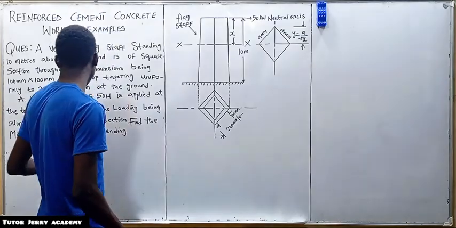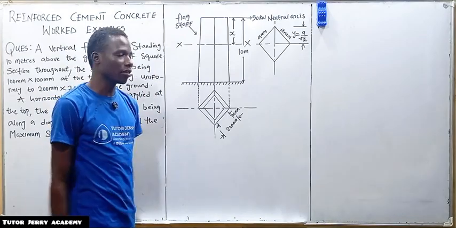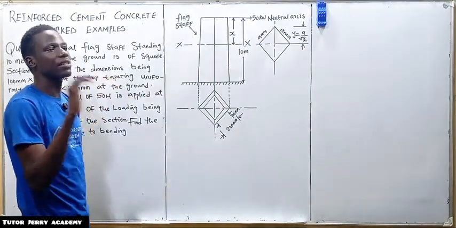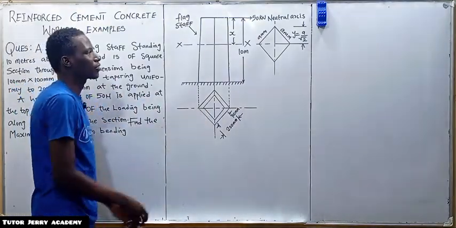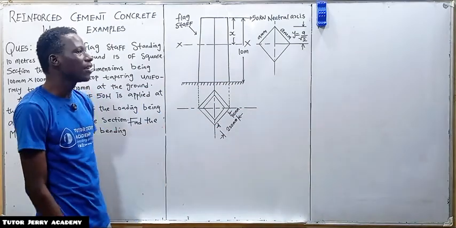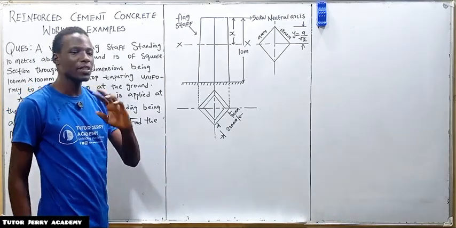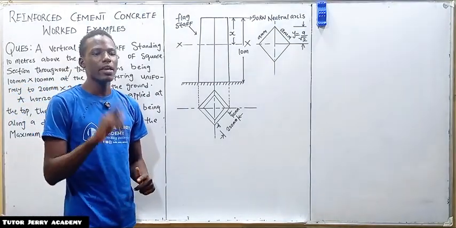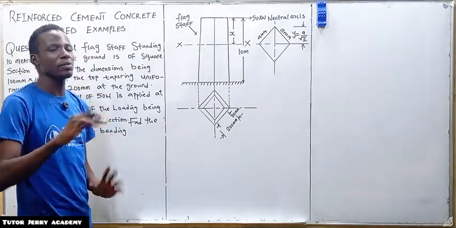Now we are asked to find the maximum stress due to bending. If you look at this beam very well, the first thing we are going to look for is the length of side at any section. This is a diagonal section, and the length of the side is A millimeter. The formula for the length of side at any section of a diagonal square section is A equals the top side plus the change in side all over the total height, multiplied by x.